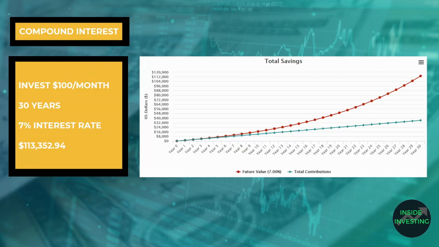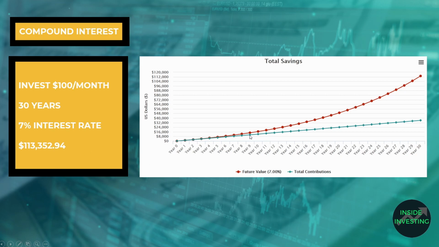Then let's have a look at compound interest. So let's say, what I mentioned before, you're investing $100 each month over a period of 30 years with a 7% interest rate. That's going to result in approximately $113,000, which is, let's be honest, a lot of money.